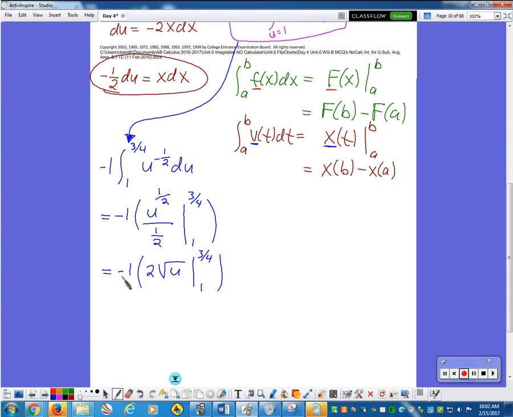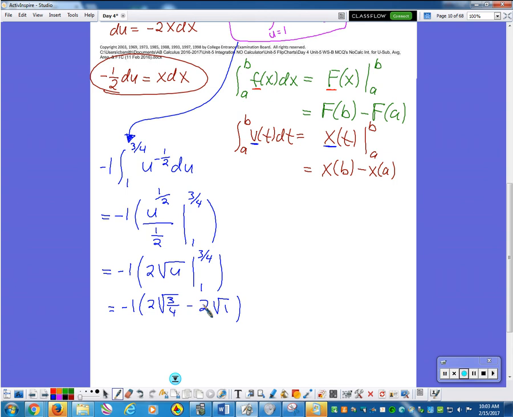So we do some more plugging in. So -1, 2 square root of 3/4, minus 2 square root of 1. So this is what I was saying, Jackson. You could have just multiplied the -1 times the 2, and then this would have been gone, and you would have had -2, and then this would switch to positive. So either way, I just think it's safest to leave it to last.